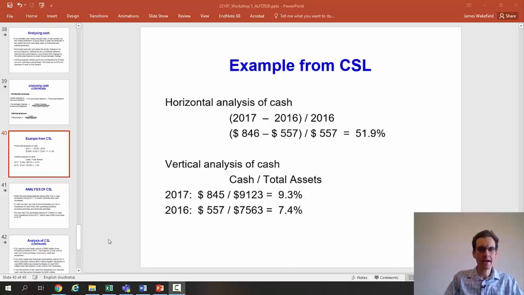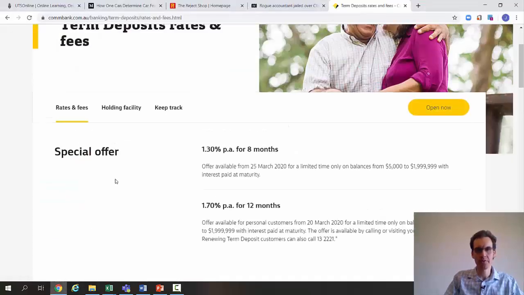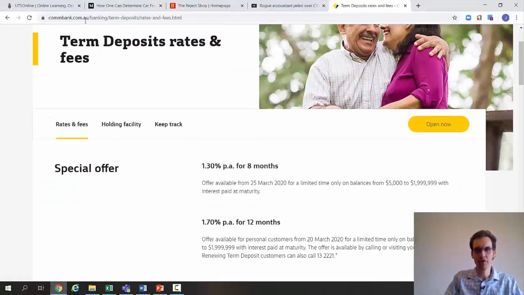If you put cash in an interest-bearing account, how much does that actually earn? So if I have a look at Commonwealth Bank's term deposit rates here, we have a special offer on term deposit rates and fees of 1.3% per annum if you lock your cash in for 8 months, or 1.7% if you lock it in for 12 months. To be honest with you, it doesn't seem that special to me.